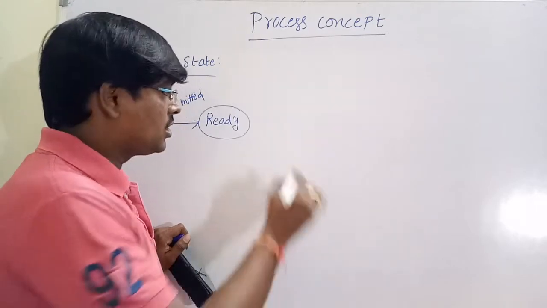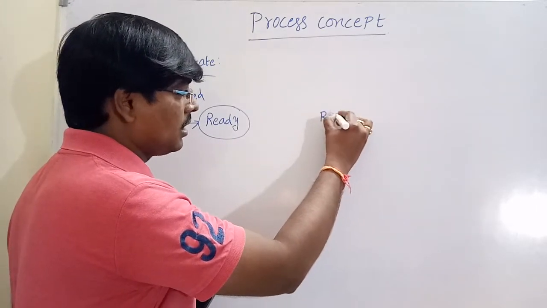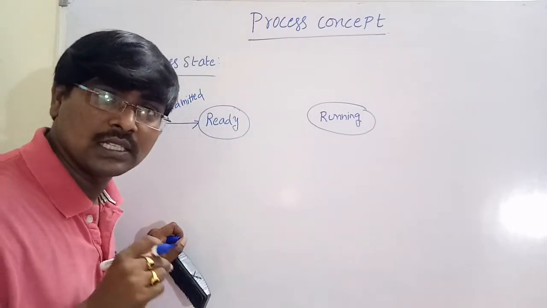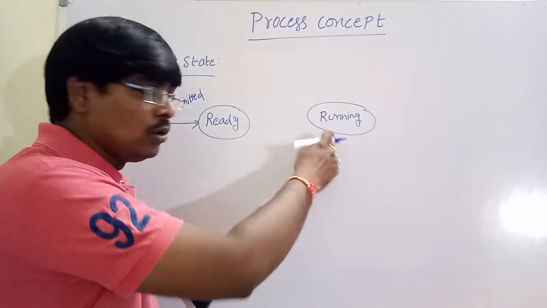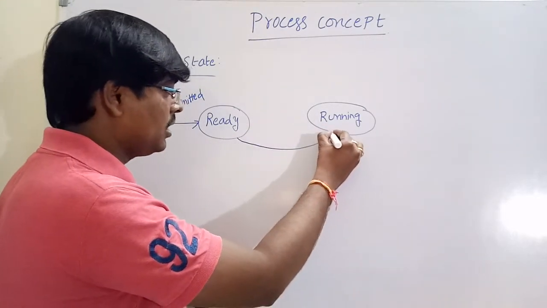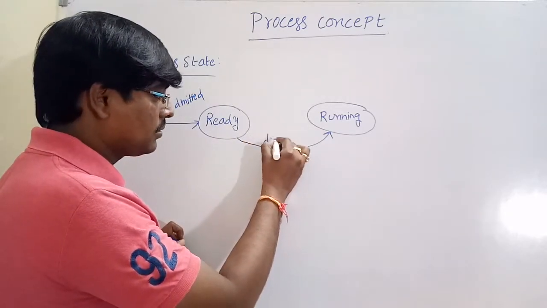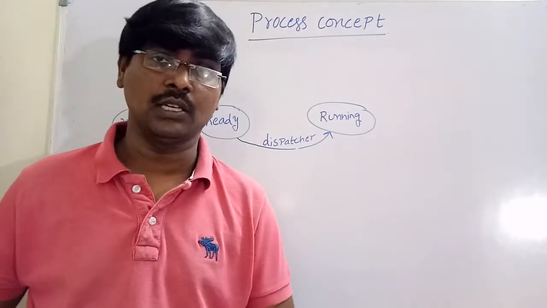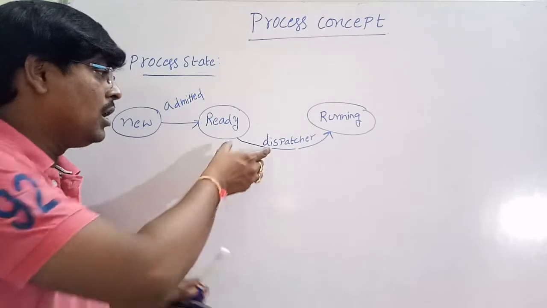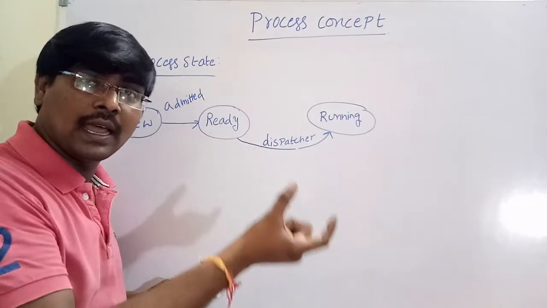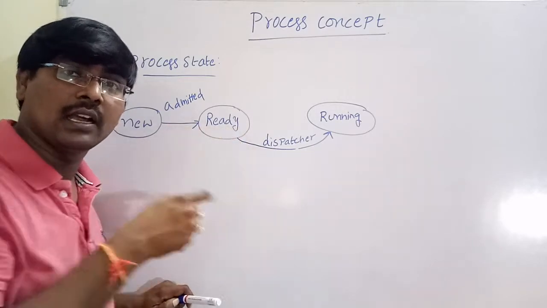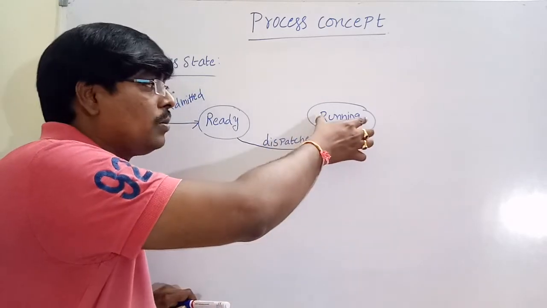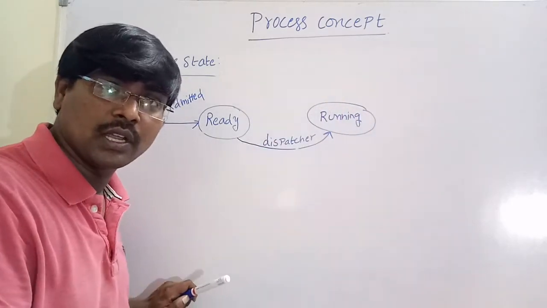On the ready state, suppose this is running. Whenever we allocate the CPU to a process in the ready state, it enters into the running state. This is called the dispatcher. What is the meaning of this dispatcher? We will discuss it in the next concept, scheduling algorithms. Scheduler dispatcher means we allocate the CPU to one process according to some scheduling algorithm. So whenever the scheduler dispatcher is called, that process enters into the running state.